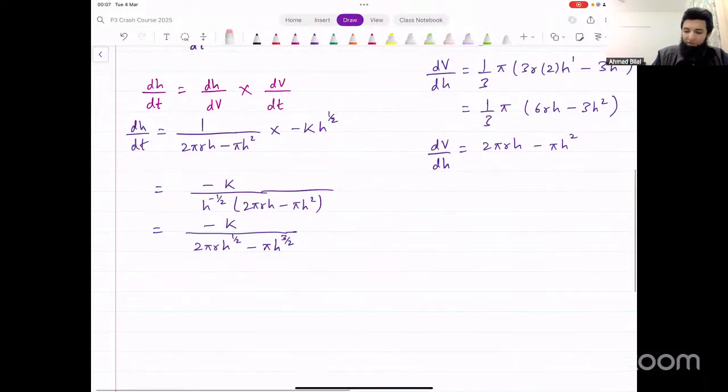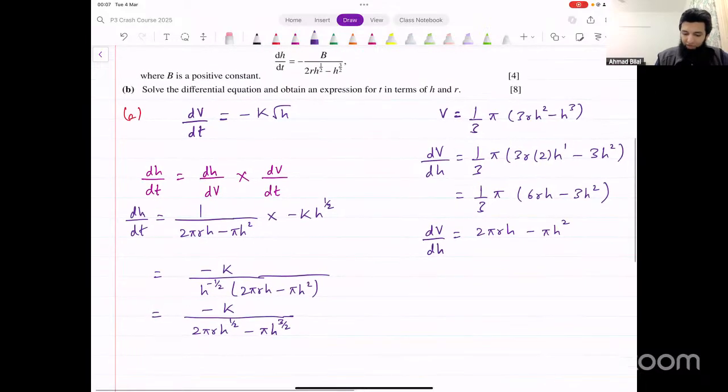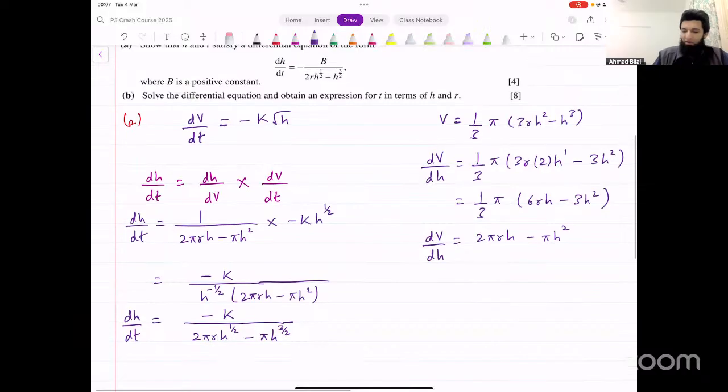We're almost there. So we have a form that's very similar to what they have given there. We have a constant in the numerator, and in the denominator, we have 2Rh raised to power 1 over 2. They have 2Rh raised to power 1 over 2. We have 2 pi Rh raised to power 1 over 2. They have h power 3 over 2. We have pi h raised to power 3 over 2. What do we do next after this? What's the next thing that we should do after this?